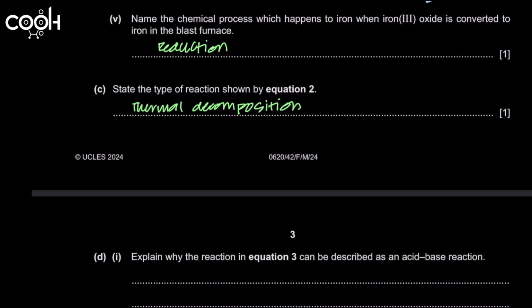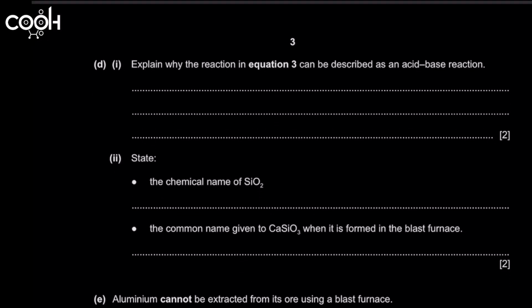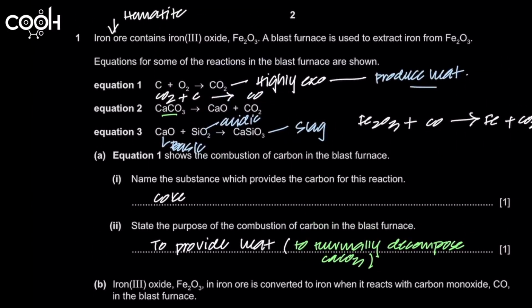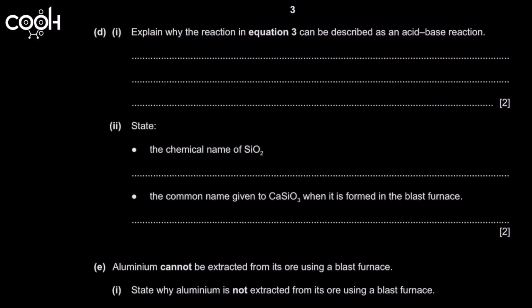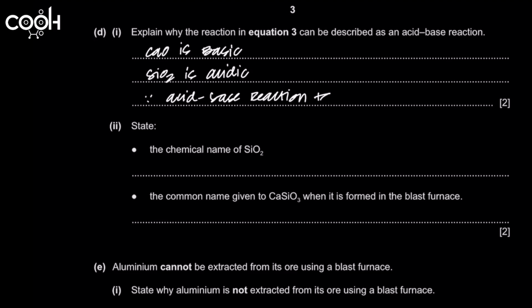Done, peeps? Moving on. It says, explain why the reaction in equation 3 can be described as an acid-base reaction. Well, obviously it can be described as an acid-base reaction because calcium oxide is basic and silicon oxide is acidic. That's why an acid-base reaction takes place. So we say that calcium oxide is basic, silicon 4 oxide is acidic, and therefore an acid-base reaction takes place. Done?